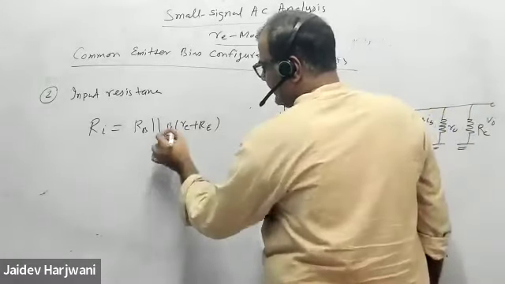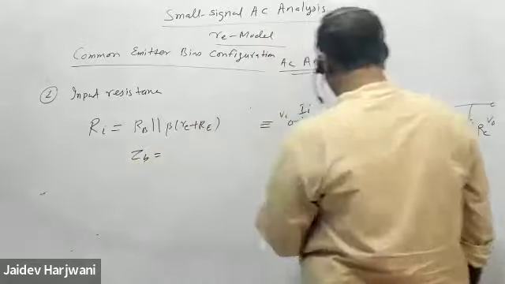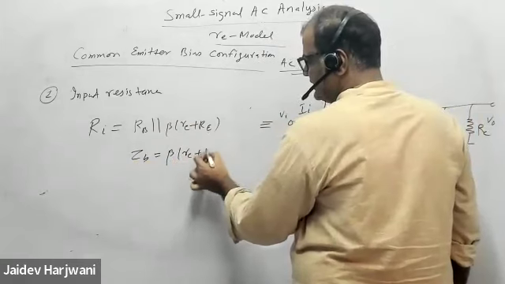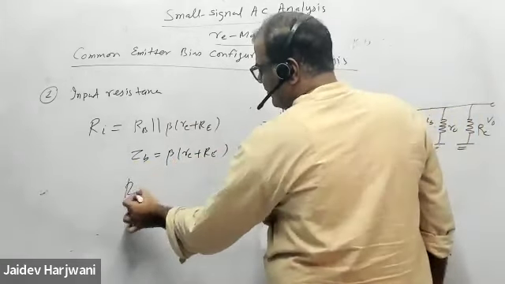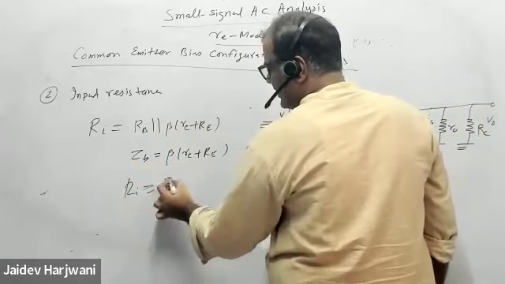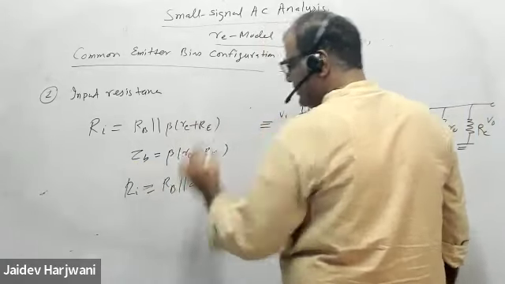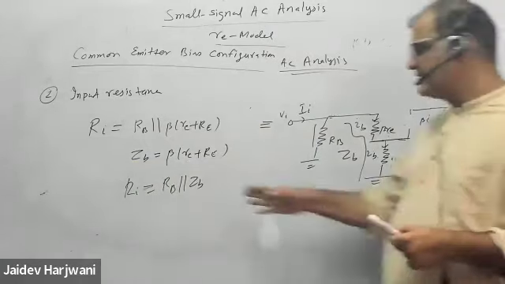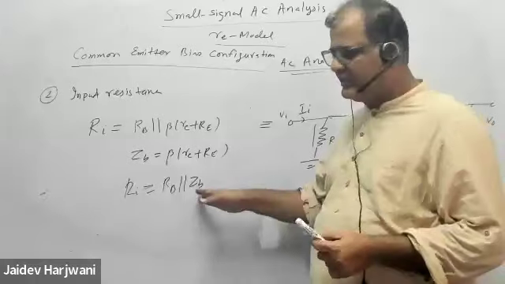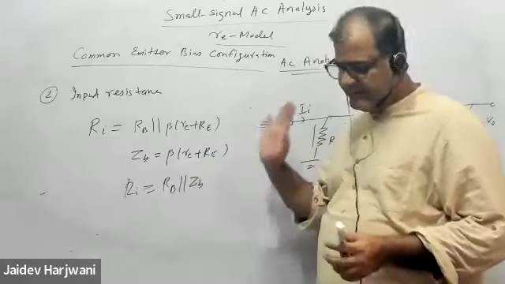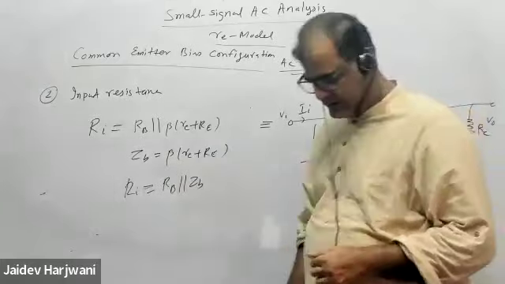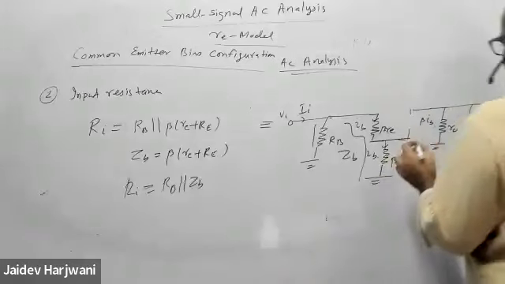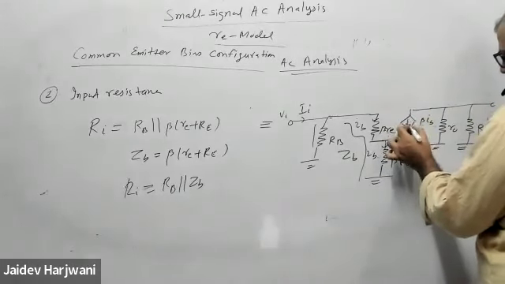Now if you want, you can write this combination as ZB. So this is beta RE plus RE. So my R input formula will become RB parallel to ZB. That's it. Now if RB is greater than ZB, it will be only ZB. If ZB is greater than RB, it will be only RB. That is the input resistance. Now put it back here.